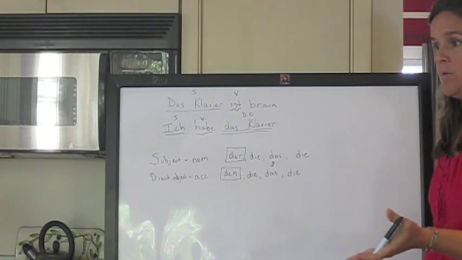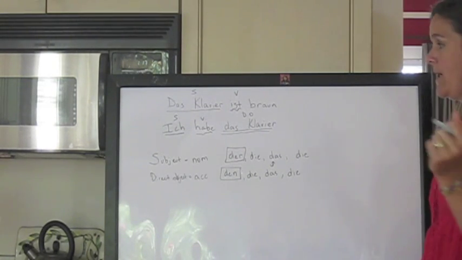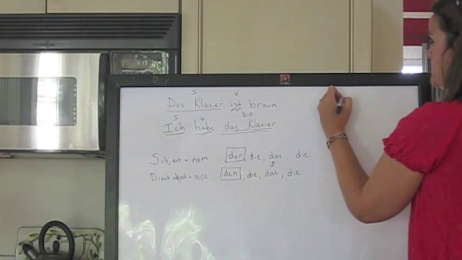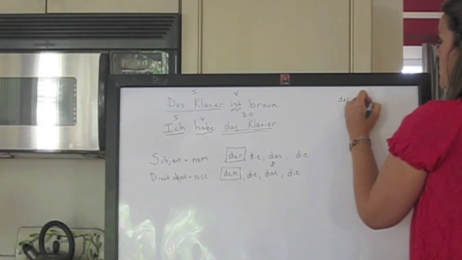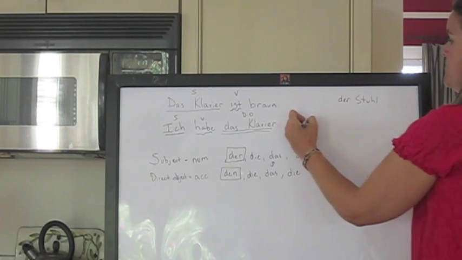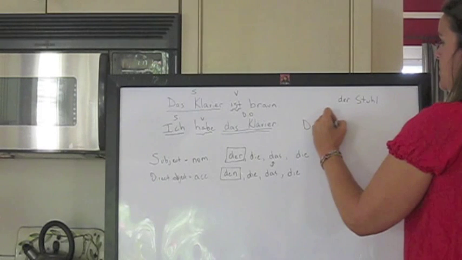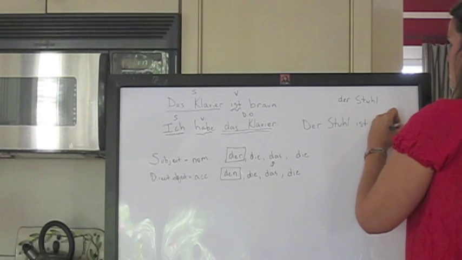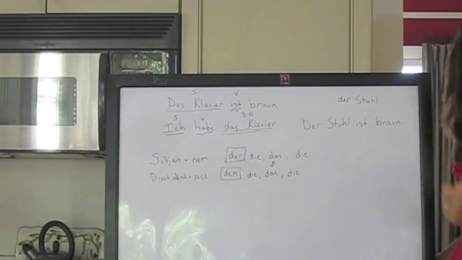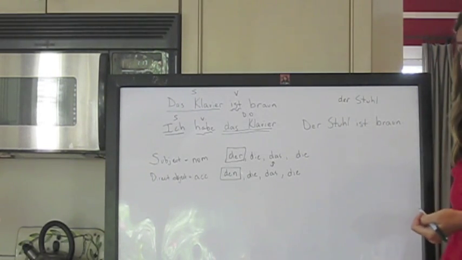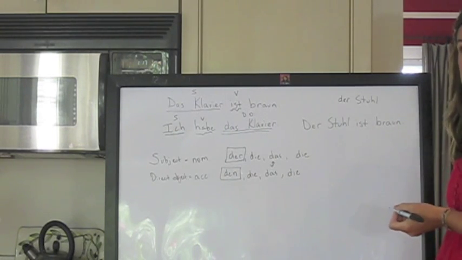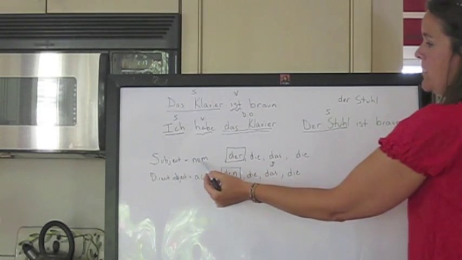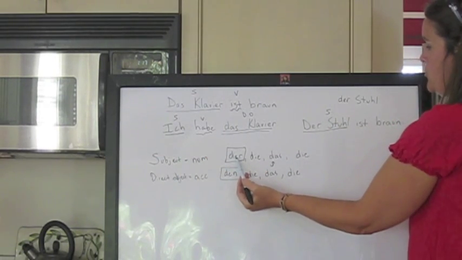Well, let's think about a der word that we just learned in our vocabulary list. A der word would be der Stuhl. If you say, der Stuhl ist braun, what is der Stuhl in that sentence? What role does it play in that sentence? In this sentence, it's our subject. And subjects are always in the nominative case, so we say der Stuhl.